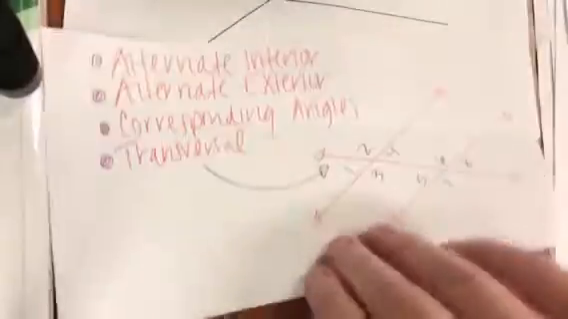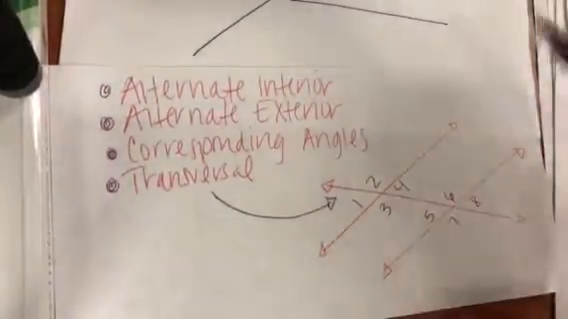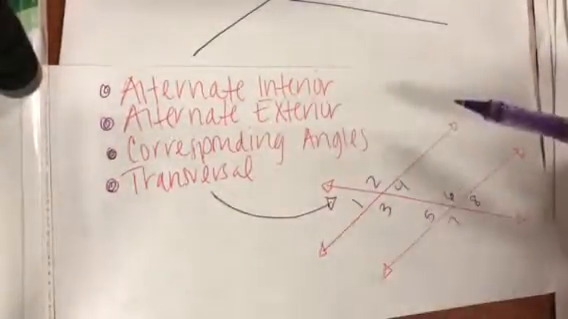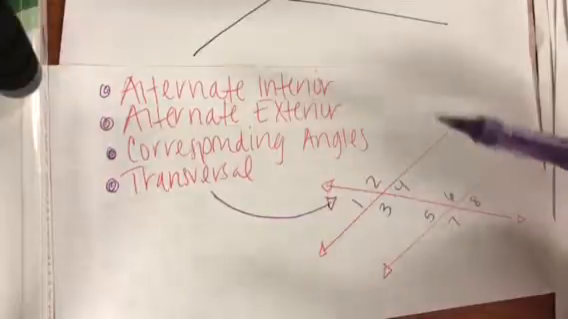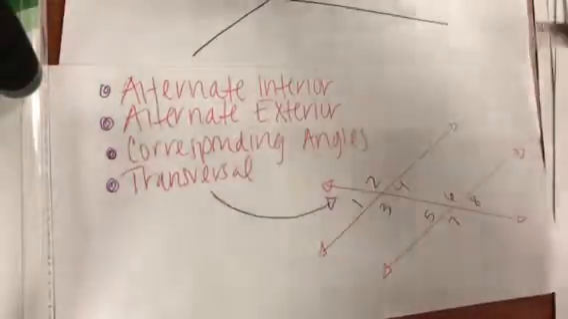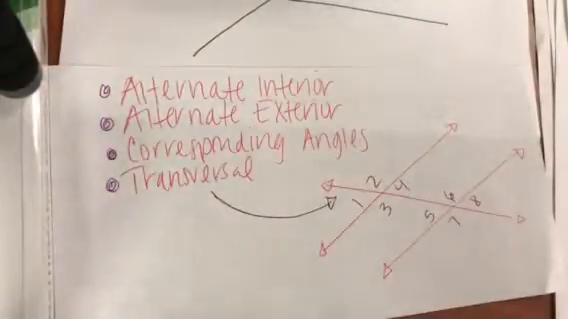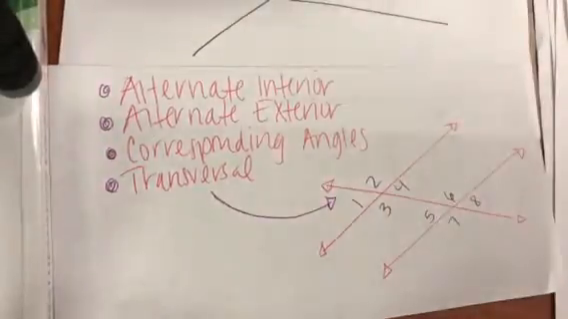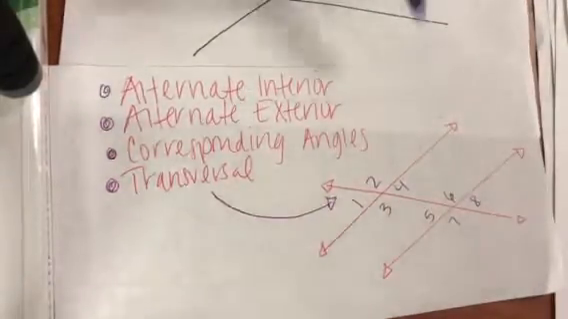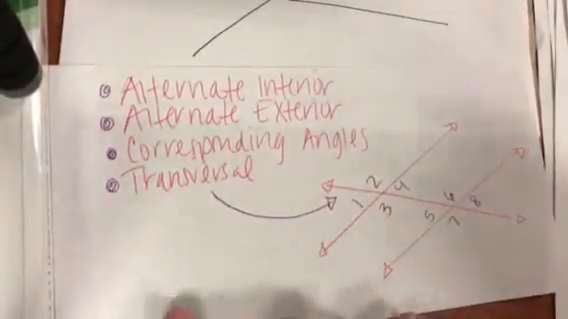Now let's talk a little bit more vocabulary. We've got alternate interior angles, alternate exterior angles, corresponding angles, and the transversal. Remember the transversal is just this whole thing. Isn't the transversal the line that intersects? Yeah, the line that intersects two parallel lines. Right. So, these don't look very parallel, but I promise I tried my best. We're human. We can't do it all the time.